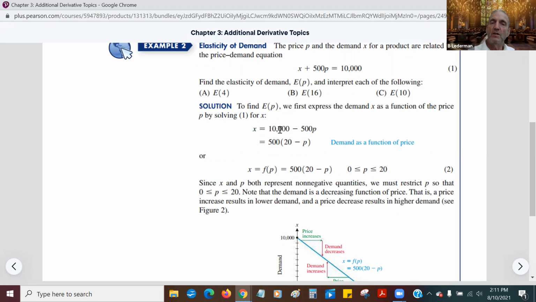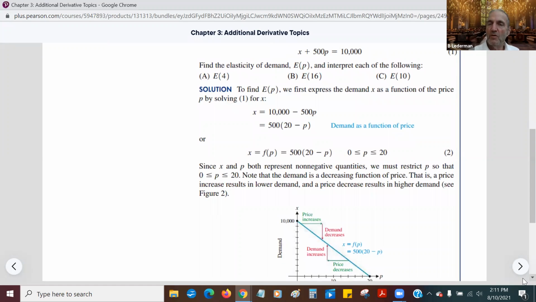So if X is equal to 10,000 minus 500P, I can factor out a 500. So X is equal to 500 times (20 minus P). And if X is a function of price, P has to be between 0 and 20. Why? Because the demand has to be positive, so 20 minus P has to be positive, so P has to be less than or equal to 20.